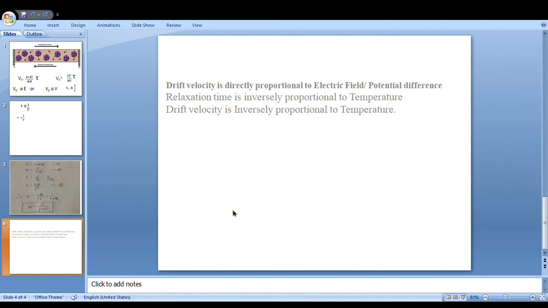To summarize the whole lesson, drift velocity for a conductor is directly proportional to the electric field, or the potential difference across the conductor. Relaxation time is inversely proportional to temperature, and drift velocity is inversely proportional to temperature.